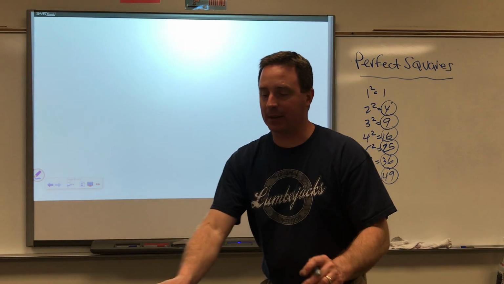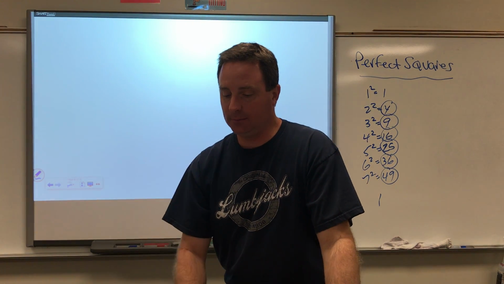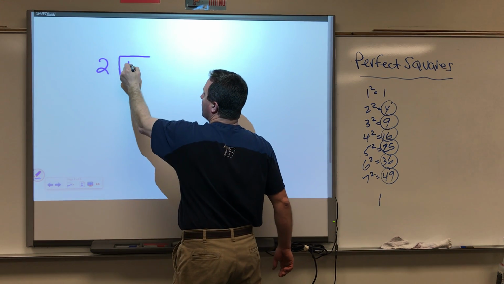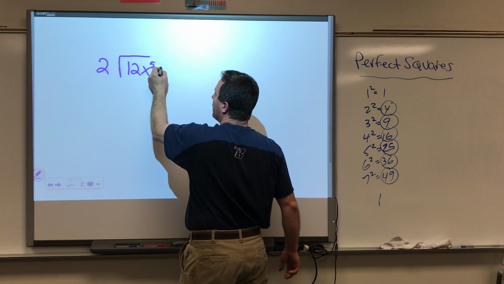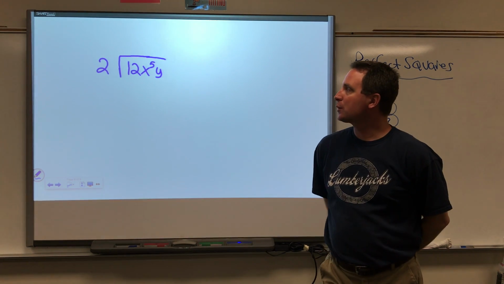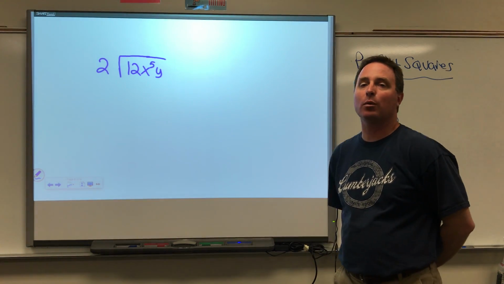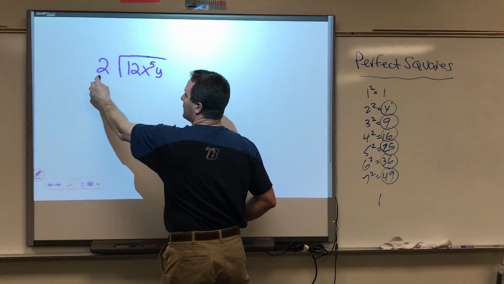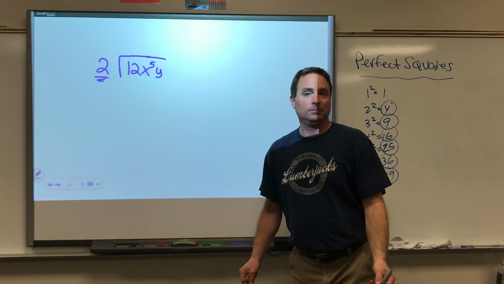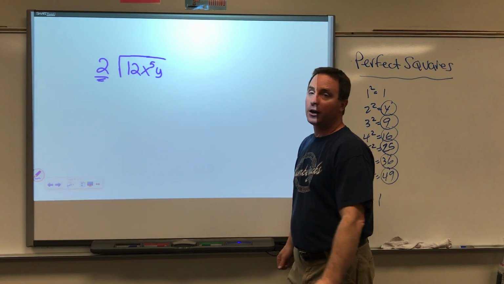What if I had something that looked like this? 2 square roots of 12, x to the 5th times y. Now, this time there's a number in front. What's that number doing out in front? Well, it's just a multiplier. Okay, really, we can just kind of ignore it for starters.